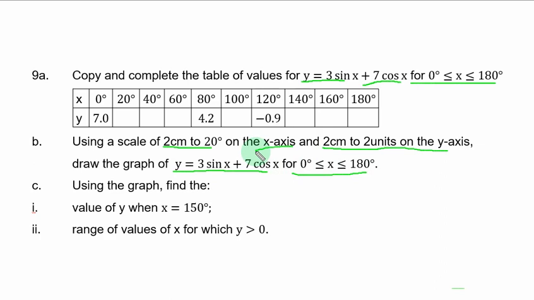C part of the question: using the graph, find the Roman figure 1, value of y when s is equal to 150 degrees. Roman figure 2, range of values of s for which y is greater than 0.